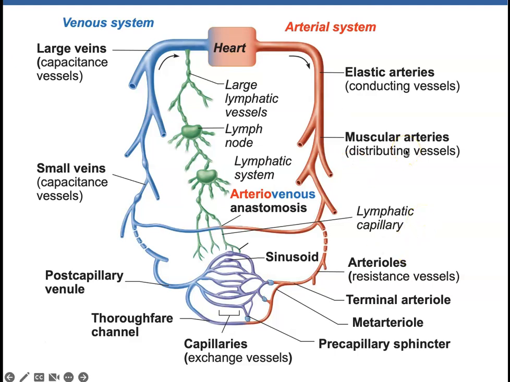So what we have with our circulatory system is a closed system, which means we don't want any leaks. So when we have the heart here, this is where the aortic arch is, then that's going to go into the actual aorta.